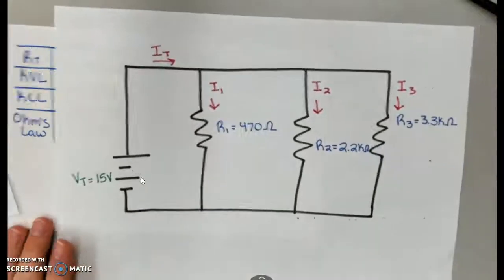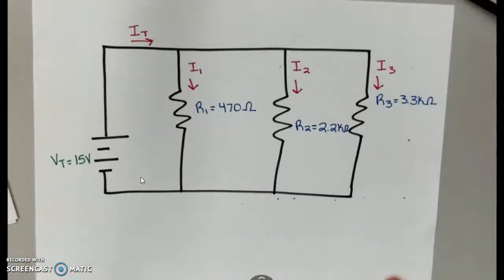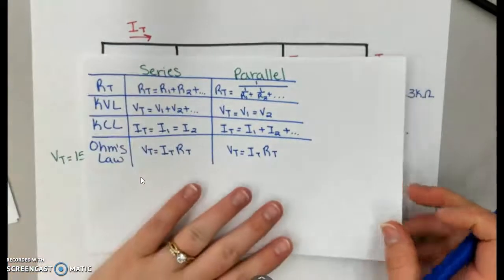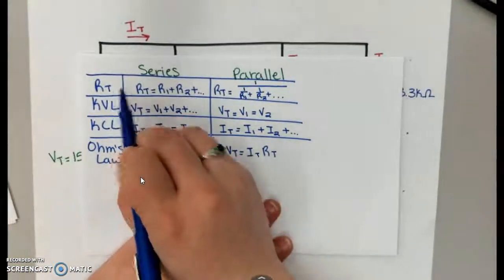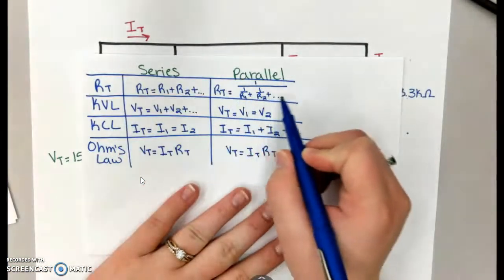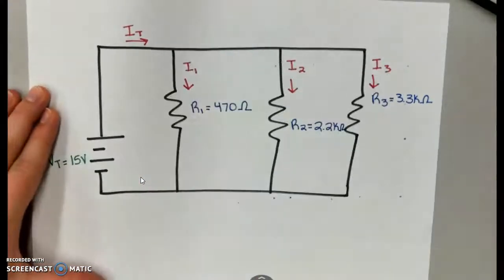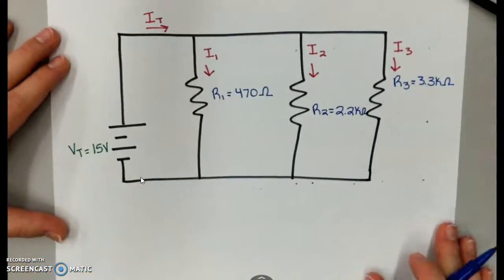So first, taking a look here, is this a series or parallel circuit? And if you said parallel, then you are correct because there is more than one path for the current to travel. So let's review. Again, we're going to first find our total resistance, and in this case, it's the inverse of the sum of our inverses. So that sounds trickier than it really is. So let's set this up together.